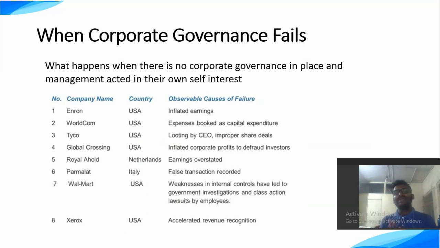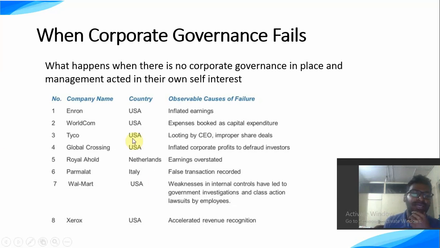So now let's see what happens when the company or the management do not act in the way intended, or they do willy-nilly things to sabotage or to serve their self-interest. There are various well-known cases, universal, in the world. The first and foremost is the Enron scandal.